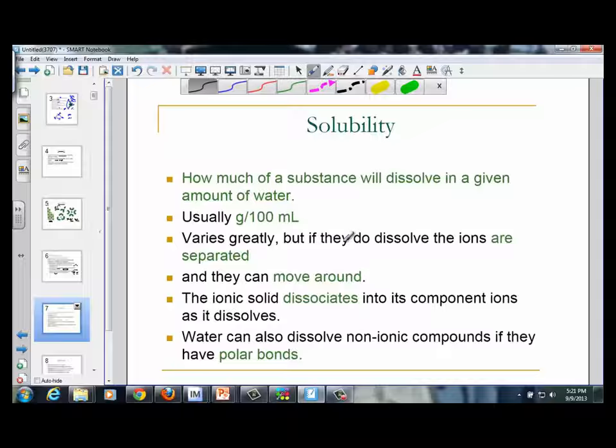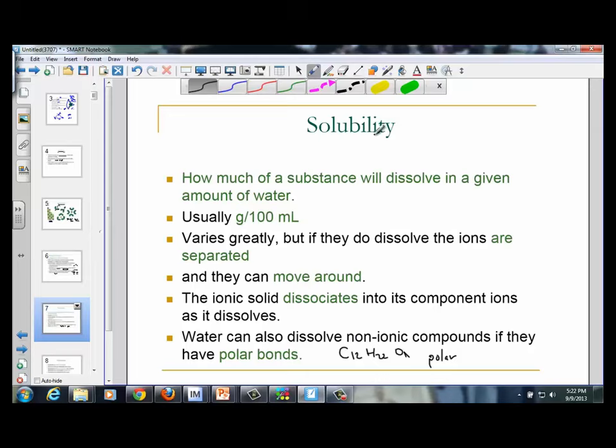However, most solid ionic compounds do indeed dissolve and dissociate. Those ions are separated and therefore can move around. The ionic compound is said to dissociate and form its component ions. We practiced some of those in the opening day of our notes. Water can dissolve any non-ionic compound if they have polar bonds, so likes dissolve likes. We can get ordinary table sugar, C12H22O11. It will dissolve in water because it is polar, but it does not dissociate and form an electrical current.